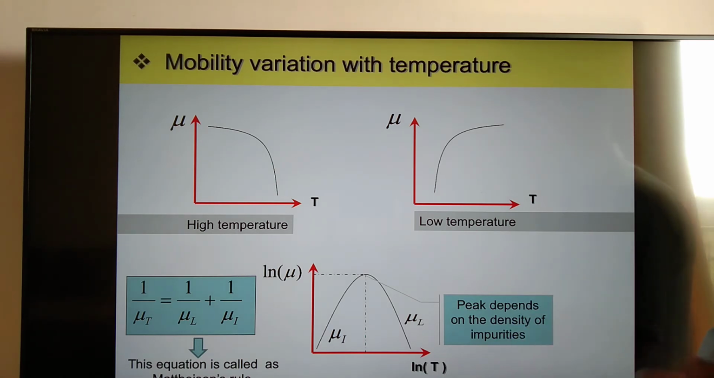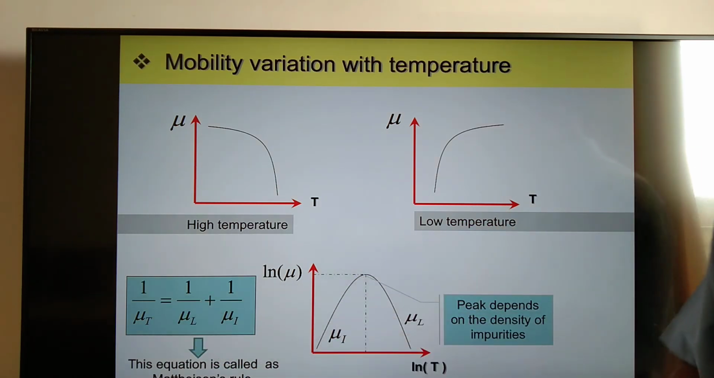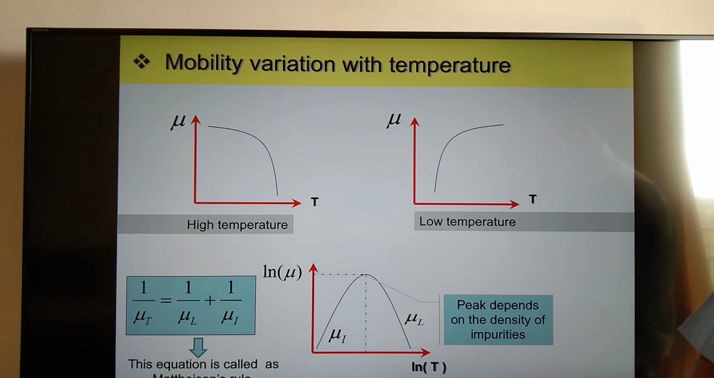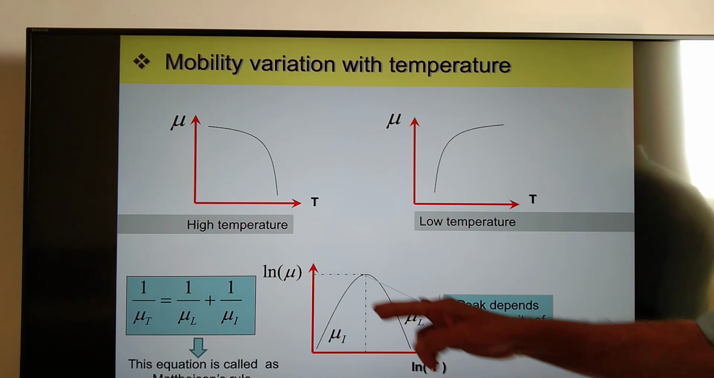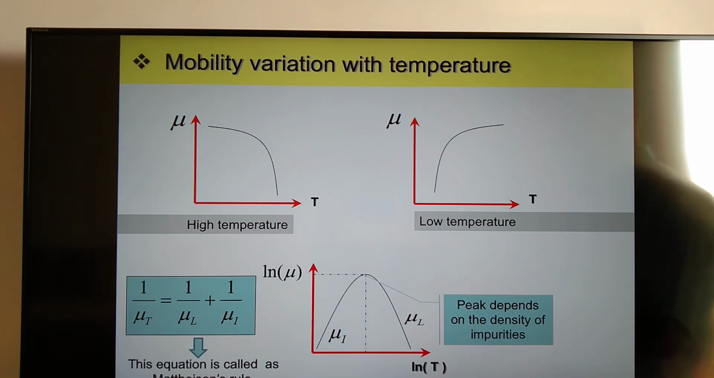What is the variation of mobility with temperature? In the higher temperature zone, mobility decreases with temperature, but in the lower temperature zone, mobility increases with temperature. So the effective mobility of the charge carrier, mu T, can be given by this relation, where mu L is the contribution from the lattice mobility part and mu I is the contribution from the ionized impurity part. This is the variation of log mu versus ln T. Then you can see one peak here. So this is the variation of mobility with temperature.